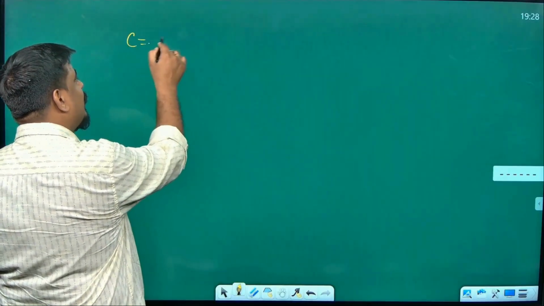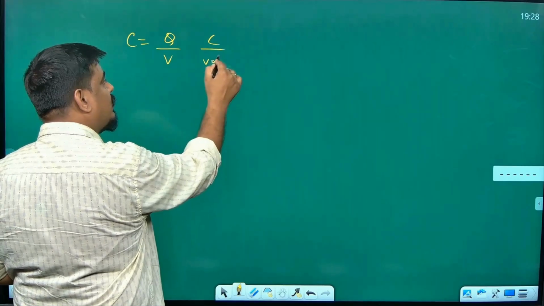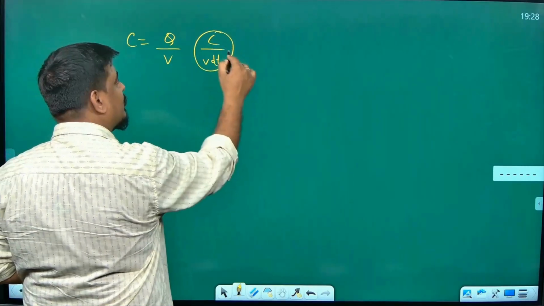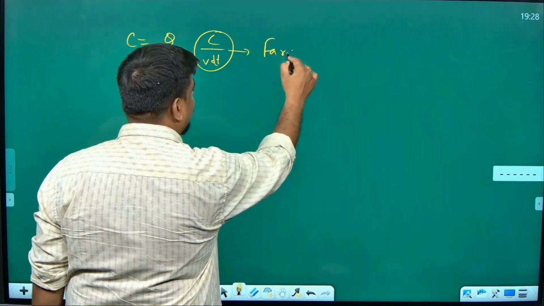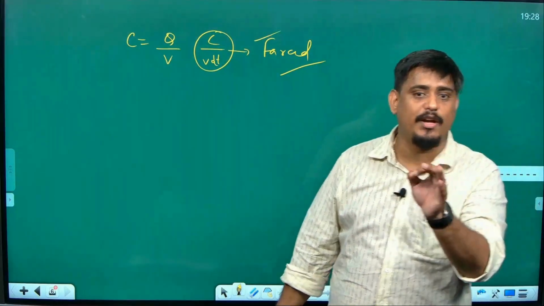I told you about the capacitance formula, which was C is equal to Q by V. Q is in coulombs, V is in volts. Coulomb per volt is called what? Not joules, farad. Farad is the SI unit of capacitance.